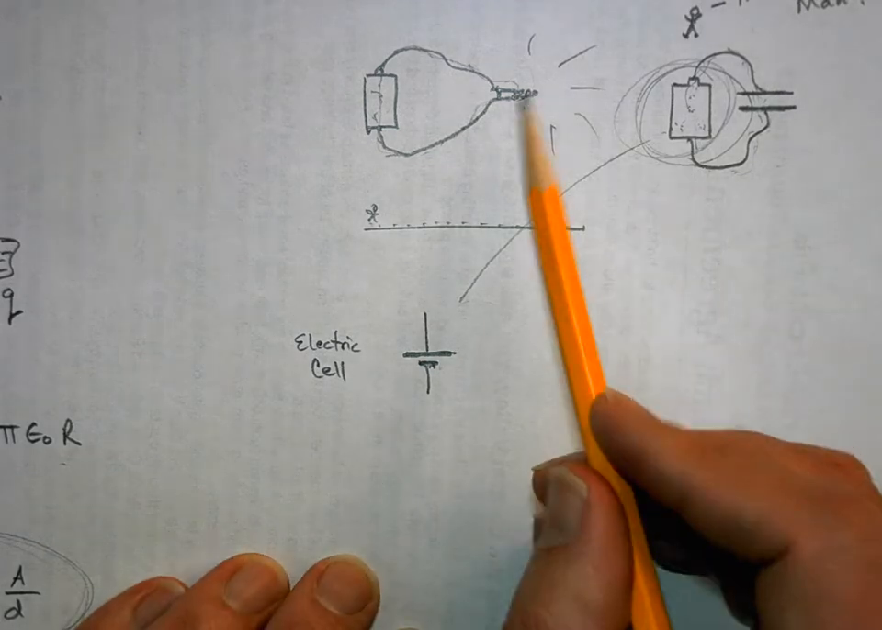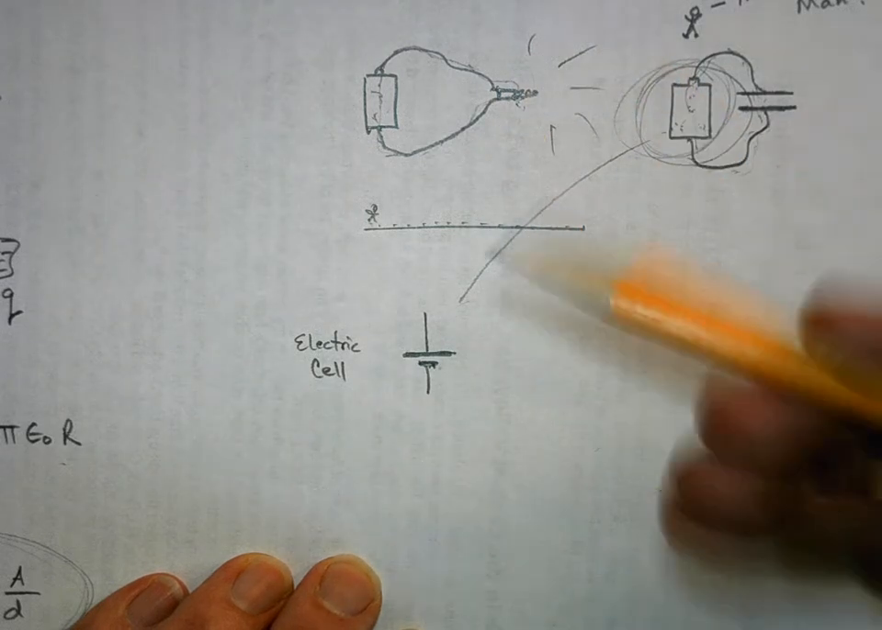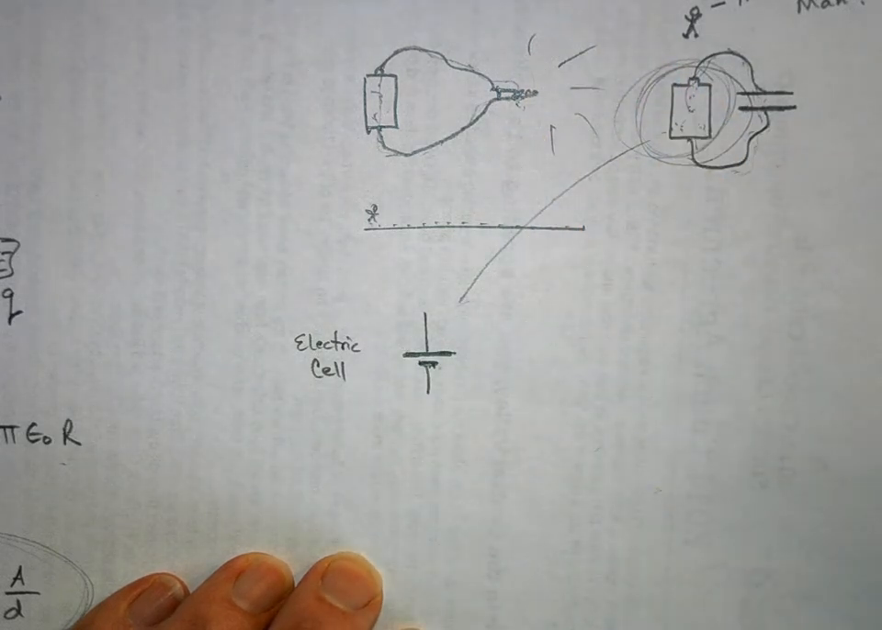Now, a light bulb, we're going to get to that later. That's something that actually uses the energy that's flowing in the circuit. It's called a resistor, and we'll get to that later.